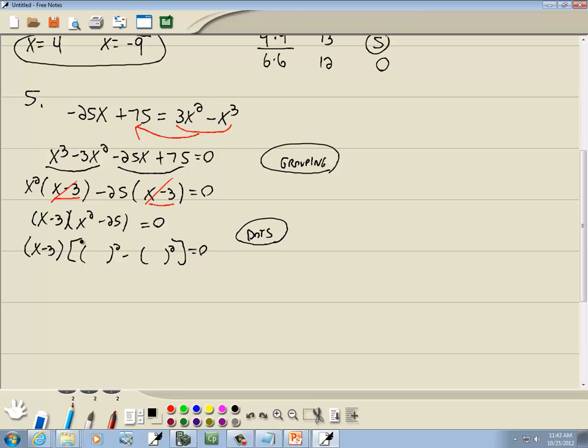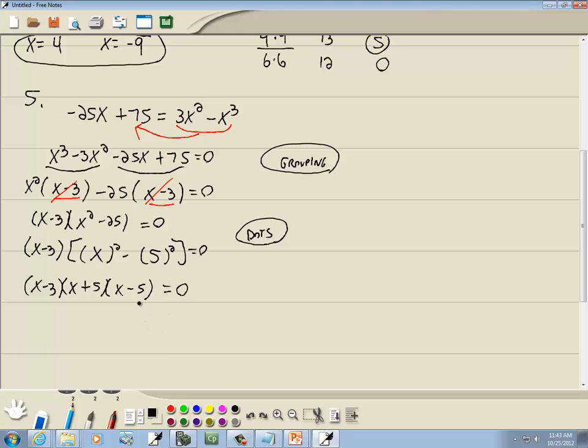It doesn't change anymore. You ask yourself what times itself gives you x squared, and that's x. And what times itself gives you 25, and that'd be 5. 5 times 5 is 25. x times x is x squared. Well, difference of two squares says you take what's in your first set of parentheses, you add what's in your last, and you take what's in your first and you subtract what's in your last.